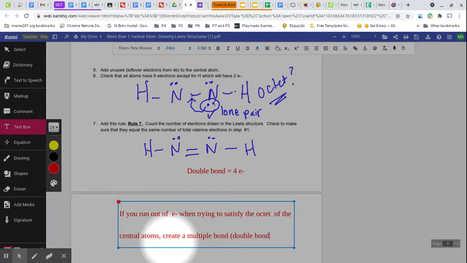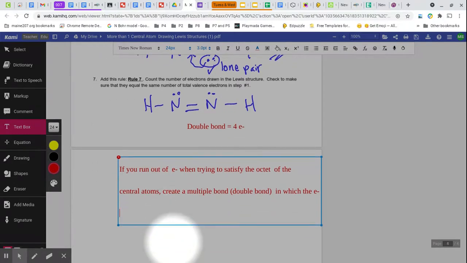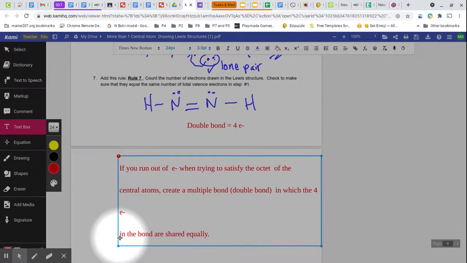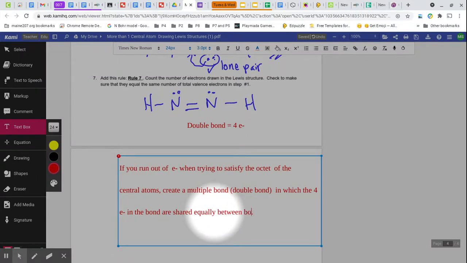You're going to create a double bond in which the electrons in the bond are shared equally. And that's the 4 electrons in the bond are shared equally between both atoms.